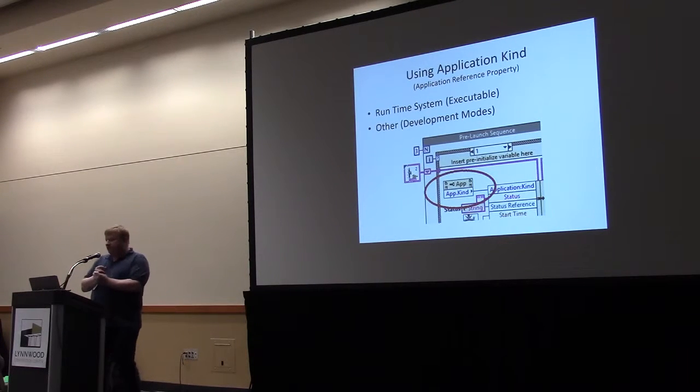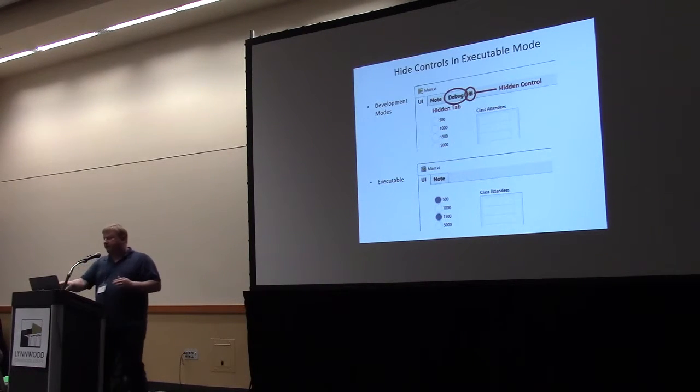First thing is to use the application kind. This will tell you how your program is running: for development, or as an application if you've created an executable. And this is useful throughout the code, starting from the beginning. In development mode, I'll have hidden tabs and hidden controls down below that the end user will not be able to see, and these help with my development and debugging in their environment.